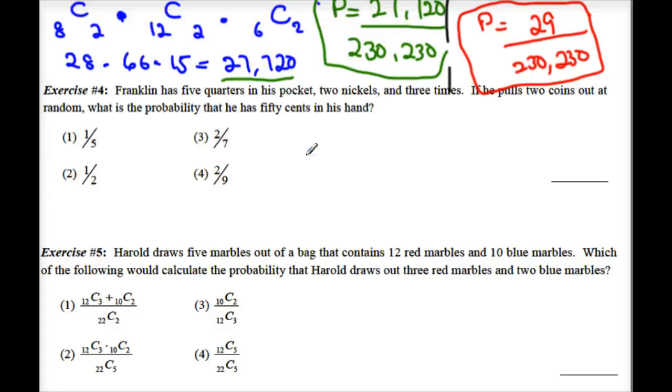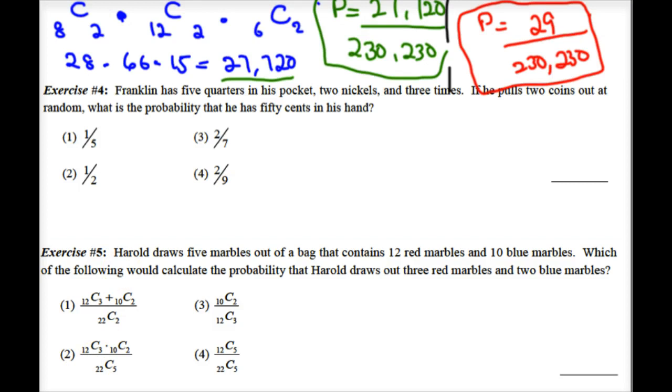Franklin has 5 quarters in his pocket, 2 nickels, and 3 dimes. If he pulls out 2 coins at random, what is the probability that he will have 50 cents in his hand?